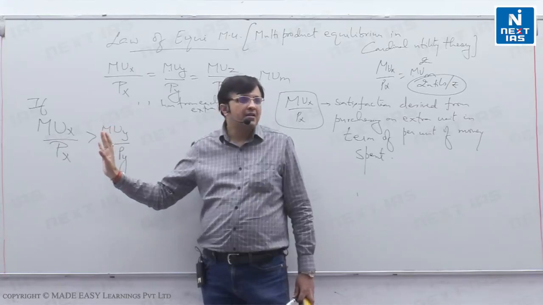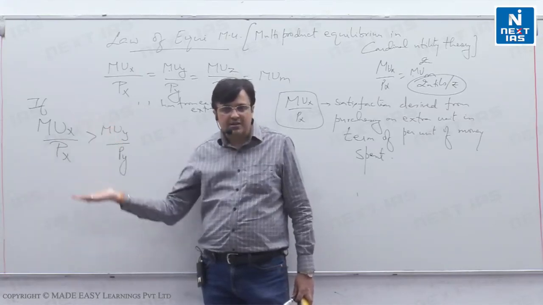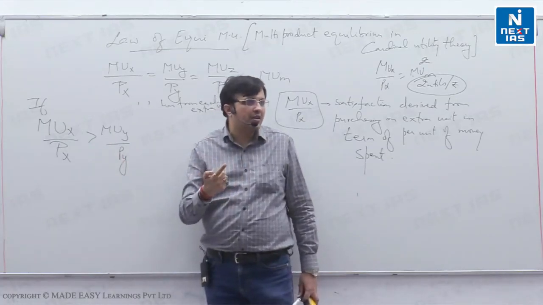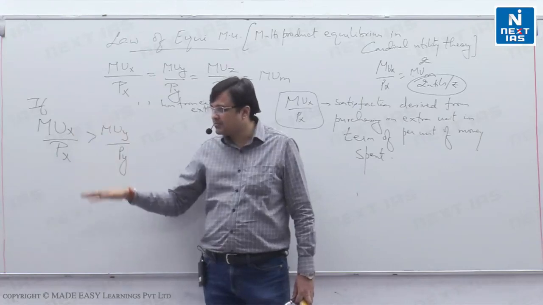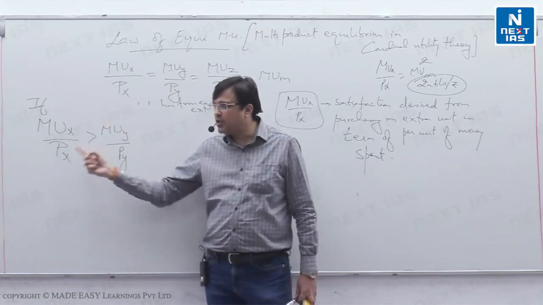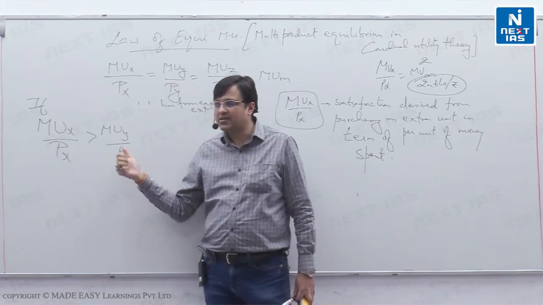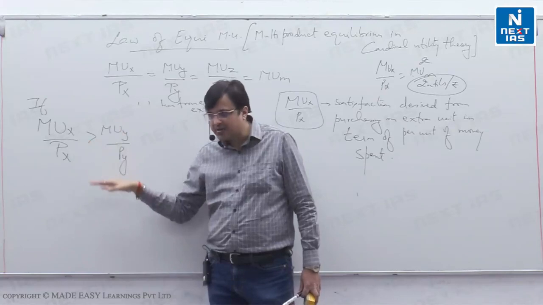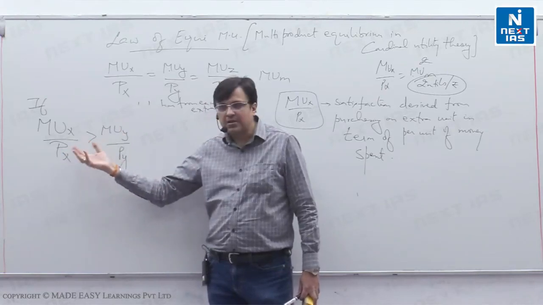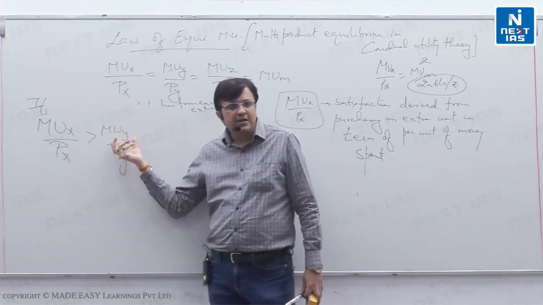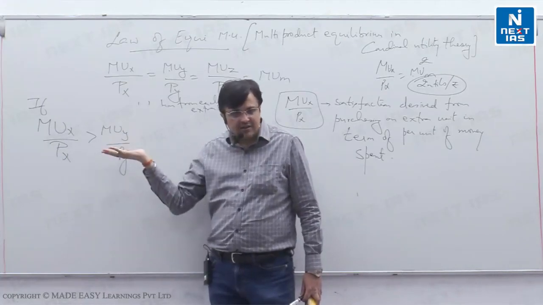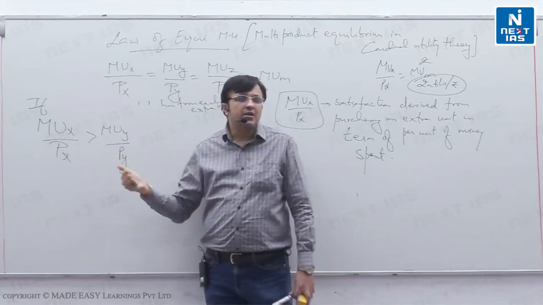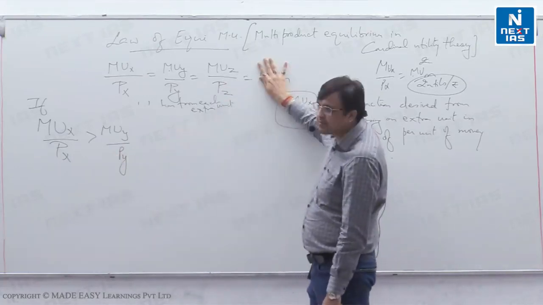As I buy X, due to the law of diminishing marginal utility, MUX will start becoming lesser, and I am putting money on X, not on Y. It's like I'm shifting my money away from Y towards X. I'm buying Y less and X more. So that means purchase of Y is falling, which means MUY will start rising, and that will continue till the two things become equal. So the necessary condition is this.